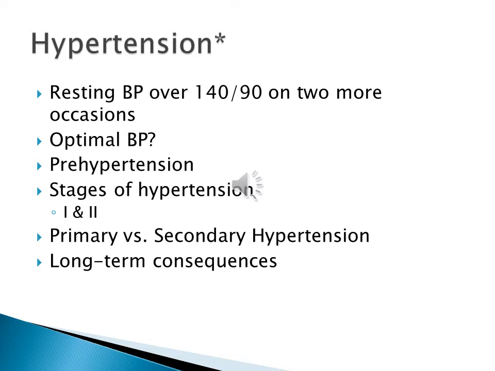Obviously, when we look at long-term consequences, hypertension, regardless of whether primary or secondary, needs to be treated due to long-term complications. So, heart disease, stroke, damage to the blood vessels in the eye, damage to the blood vessels in the kidney, hypertrophy of the left ventricle. All of this can be caused by hypertension if not treated appropriately.